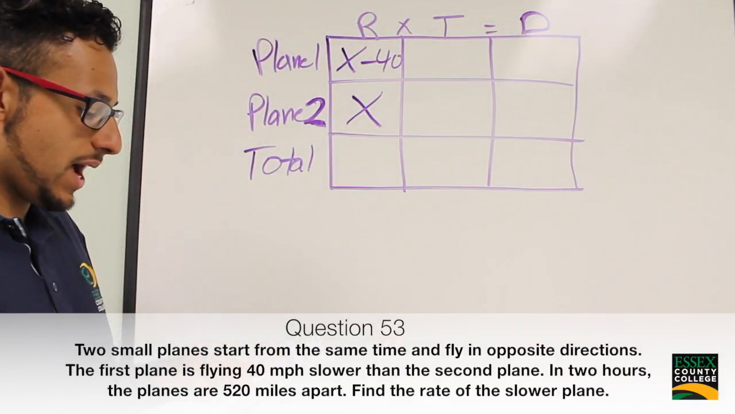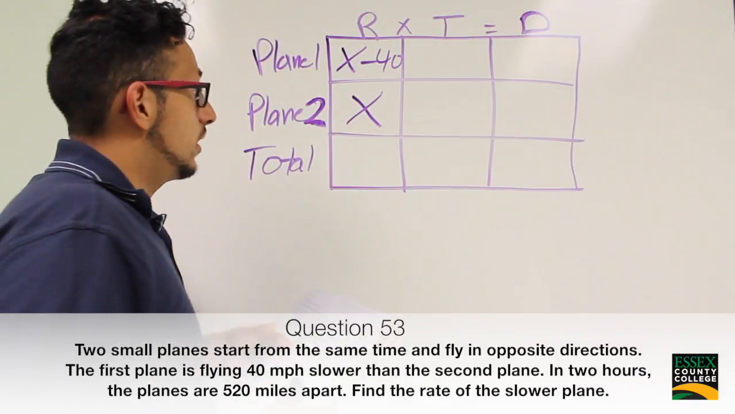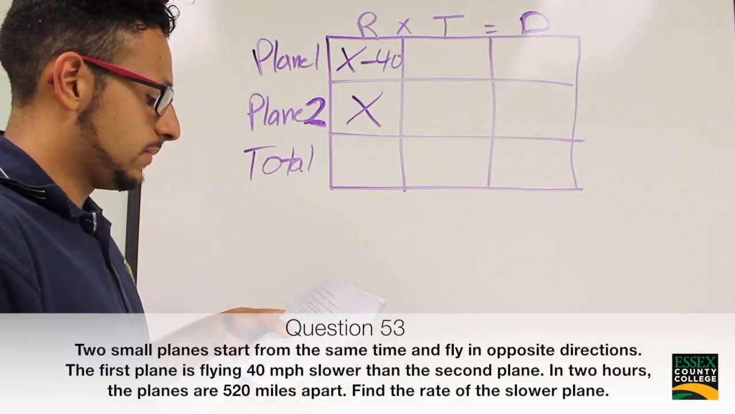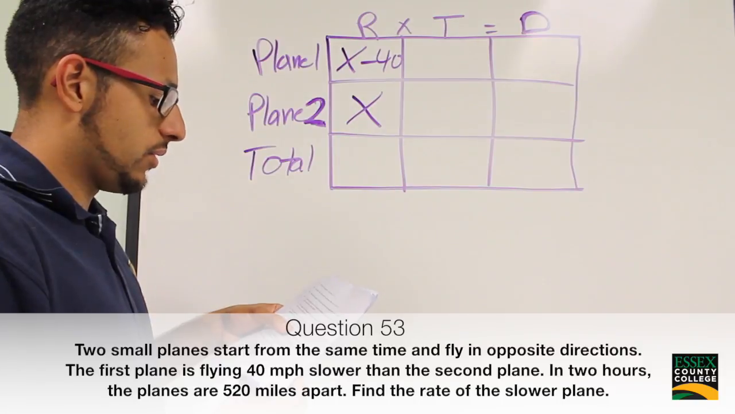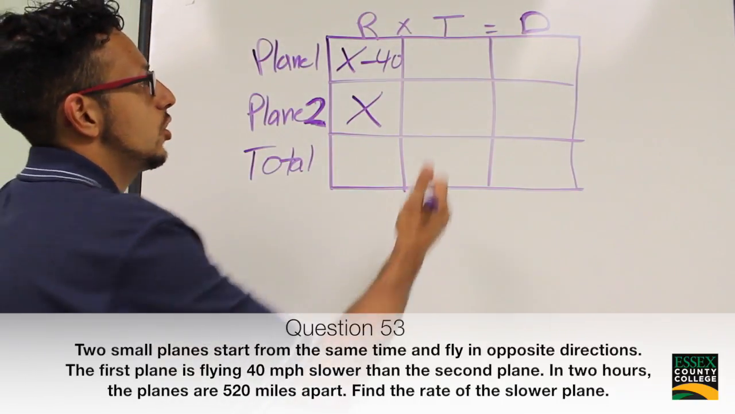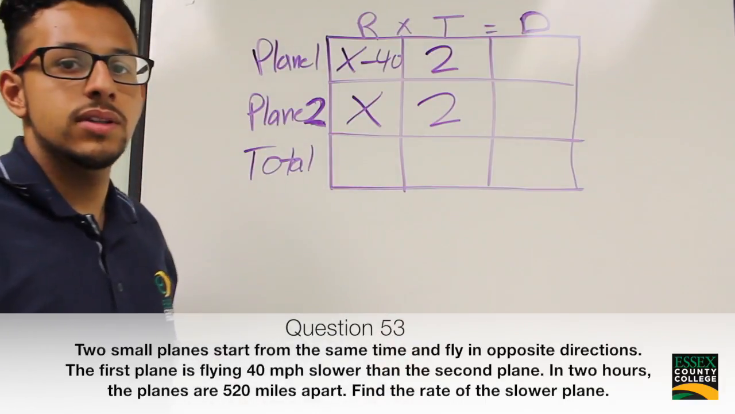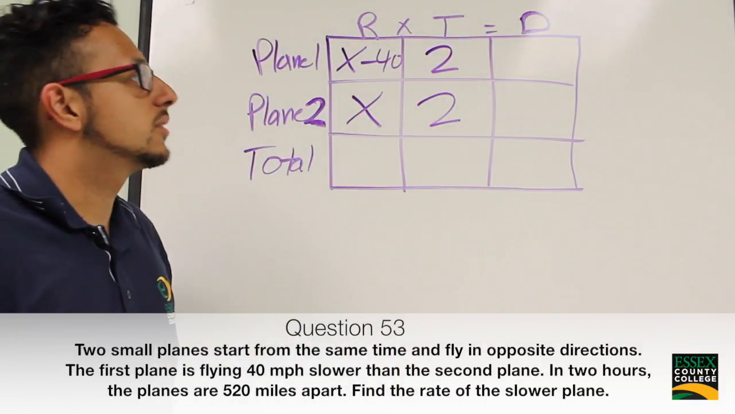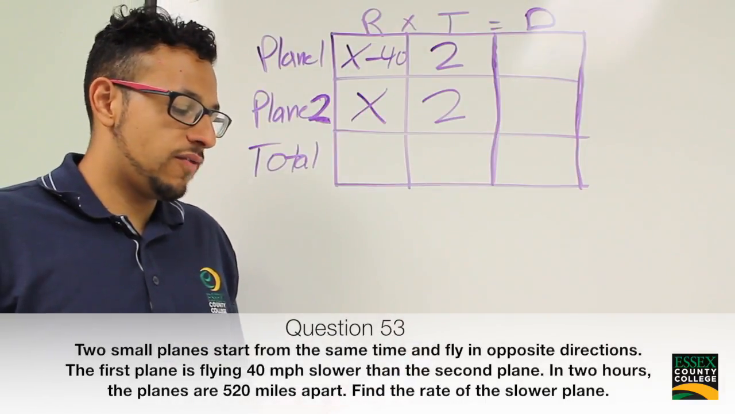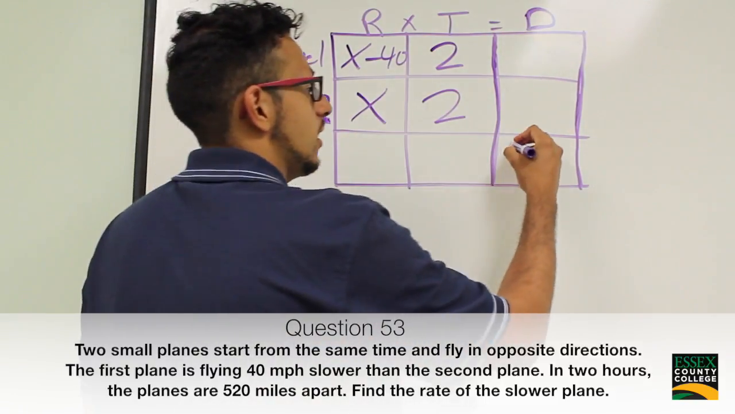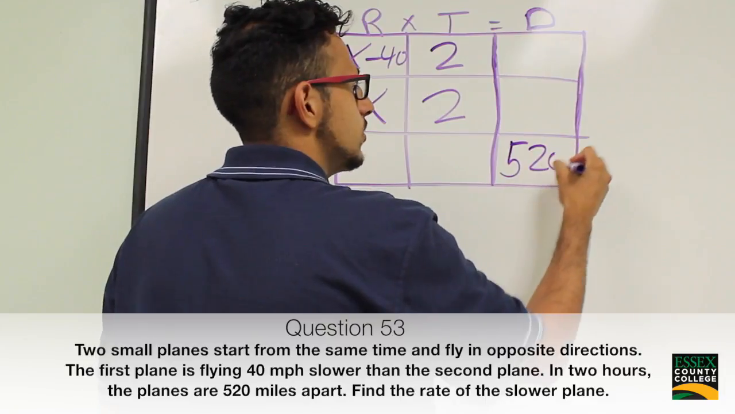It says in 2 hours, so they gave us time. They're flying at the same time, because they start at the same point and fly in opposite directions. So they both fly for 2 hours. The time for both planes is 2 hours. They say the planes are 520 miles apart, so that's the total distance that they are apart. So 520 goes here.